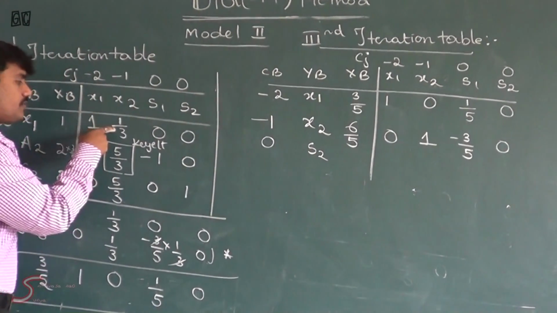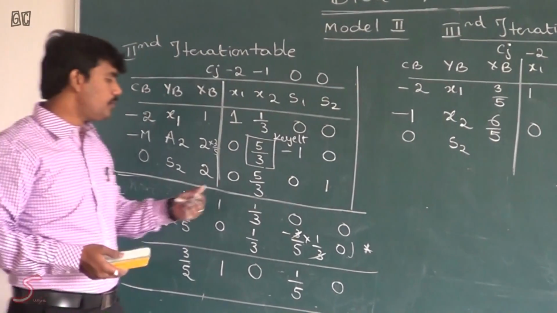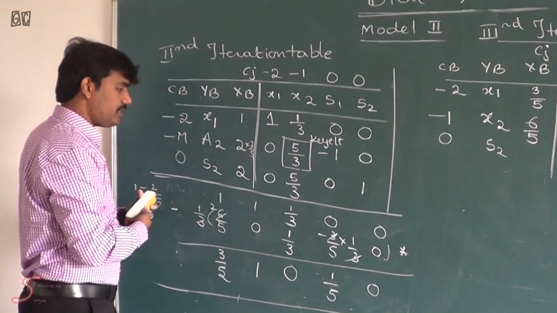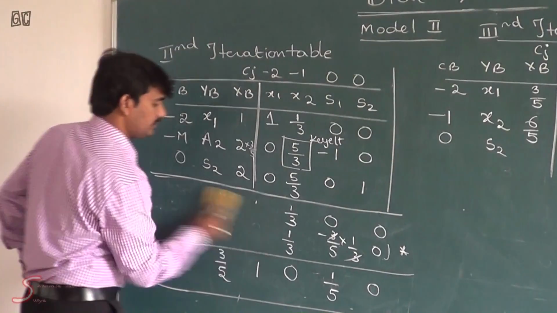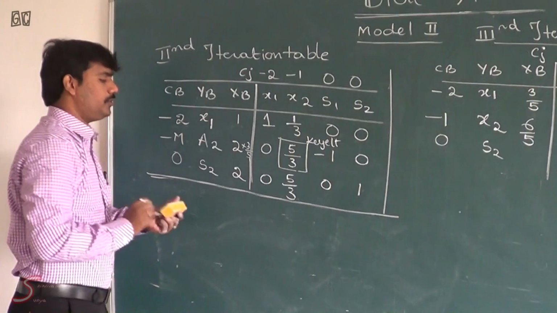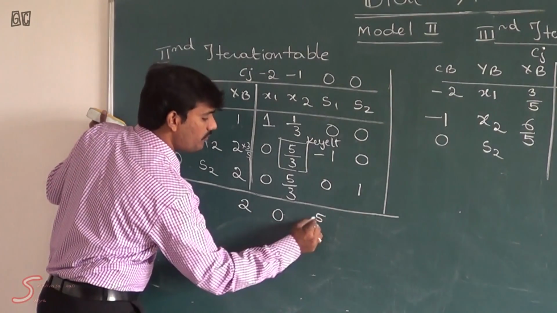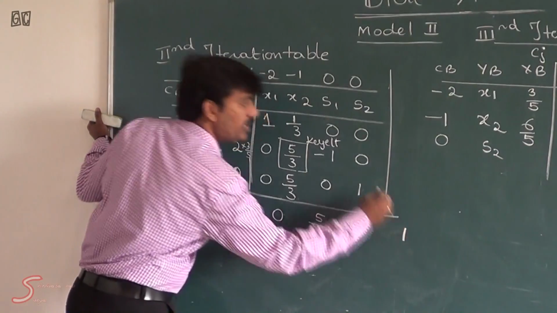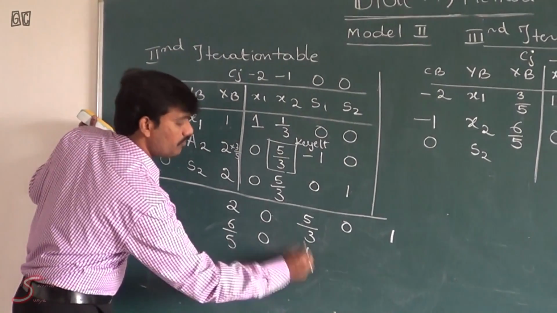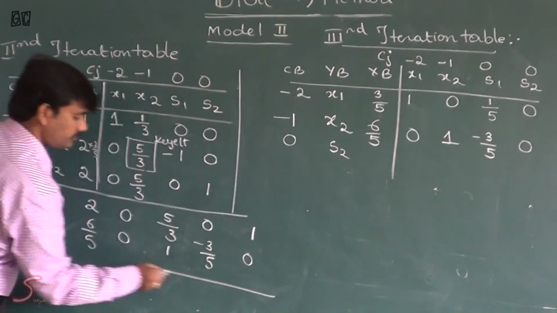So now we made this 1 by 3 as 0 by using some sort of row operation. Now this is the time to make this 5 by 3 as 0. So first of all we have to copy this entire row here. Now I am going to make this value as 0. So take this entire row 2, 0, 5 by 3, 0, 1 with the help of a key row, that is 6 by 5, 0, 1, minus 3 by 5, 0.